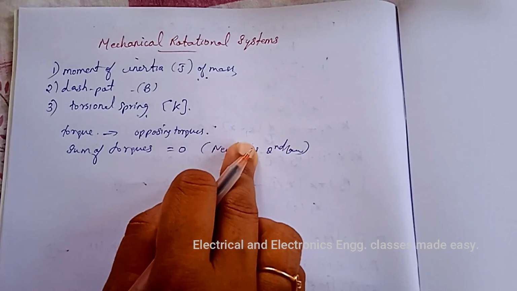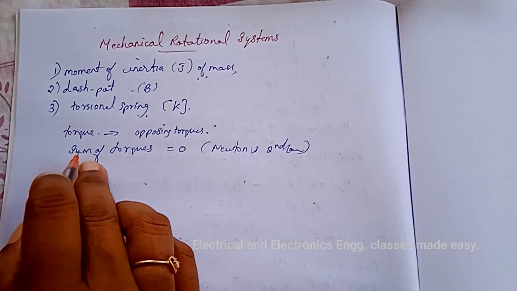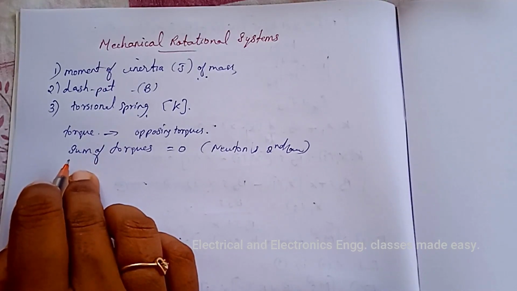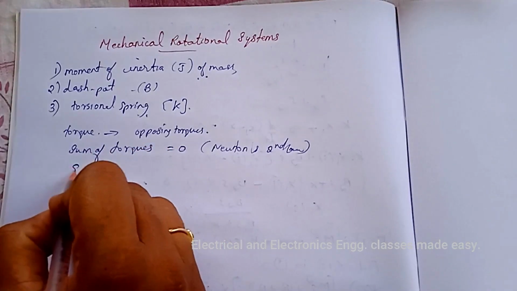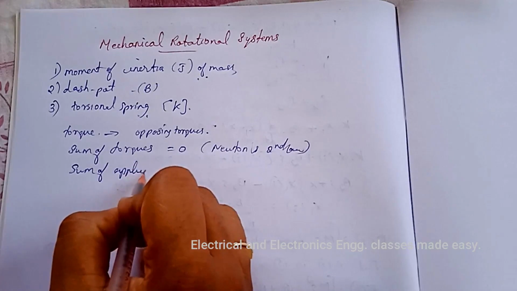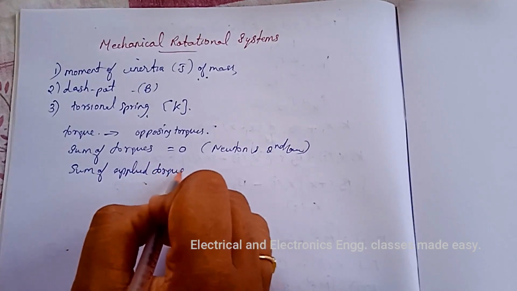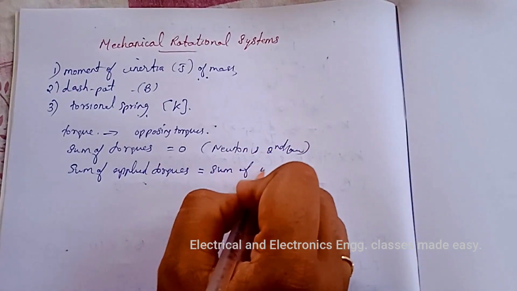Or we can say Newton's second law as: the sum of applied torques is equal to the sum of opposing torques on a body. That is, sum of applied torques equal to sum of opposing torques.